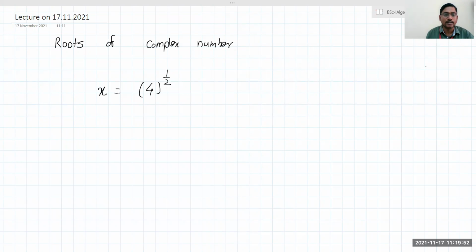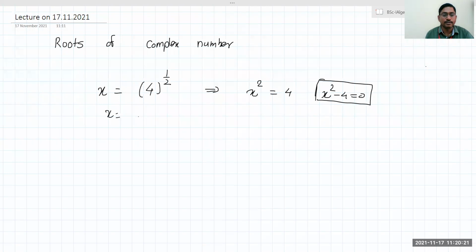So I can call that number as x. And how many values are there for the x? Two values, 2 and -2, because if you write in the equation form as integer power, it is x square equal to 4, that is x square minus 4 equal to 0, and it is an equation of degree 2 in unknown x, and degree 2 has at most two solutions.